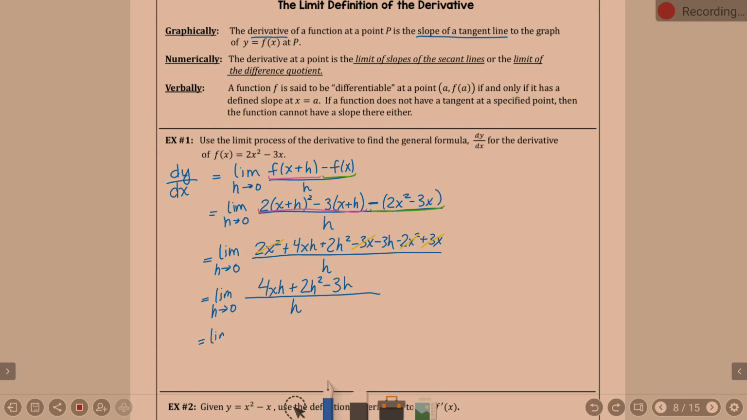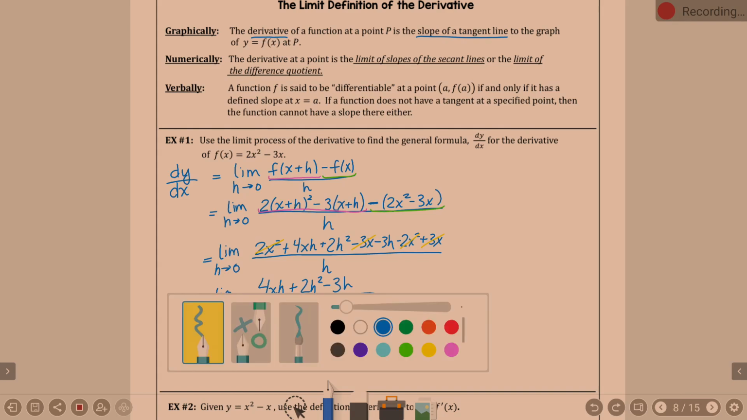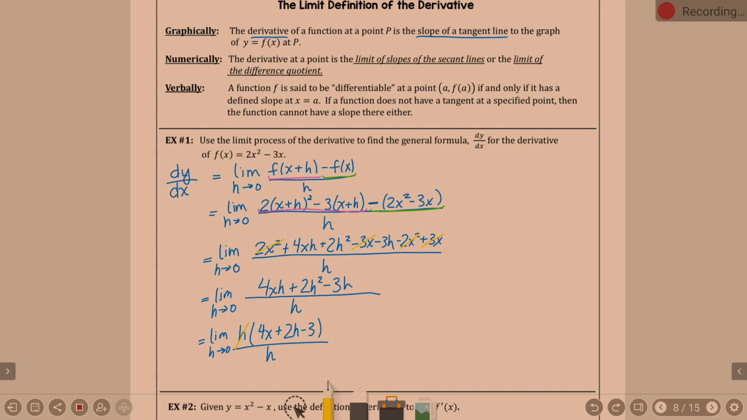Okay? The limit as h approaches 0, h times 4x plus 2h minus 3 all over h. Good news is that the h's cancel. So now I have the limit as h approaches 0 of 4x plus 2h minus 3. How do I take the limit? Plug in 0 for h.